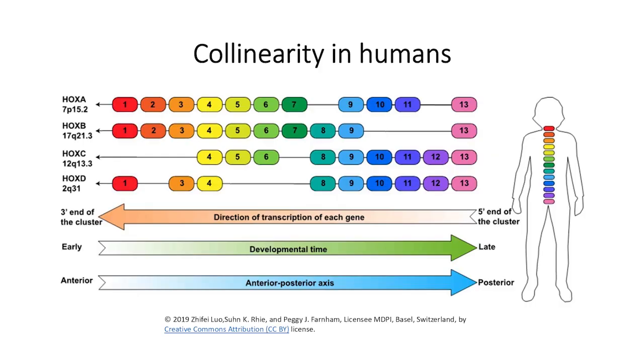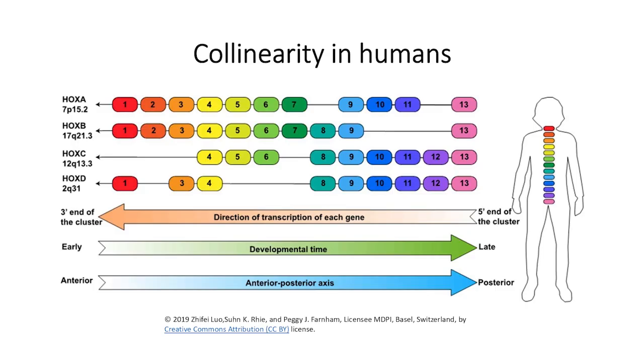Collinearity in humans. In the human genome, as in all other vertebrates, there are 4 clusters of HOX genes distributed in 4 separate chromosomes. Humans possess more than 200 homeobox genes, of which 39 are HOX genes. HOX genes are a subset of homeobox genes that are directly involved in controlling the body plans of developing embryos, specifically along their anterior-posterior long axis.